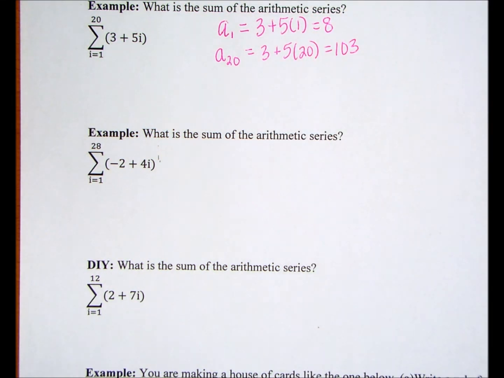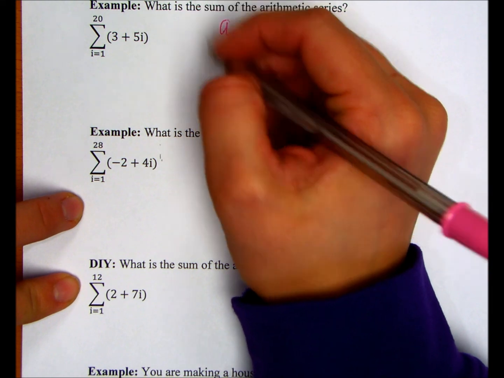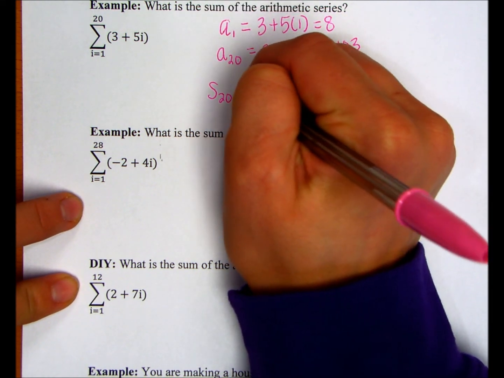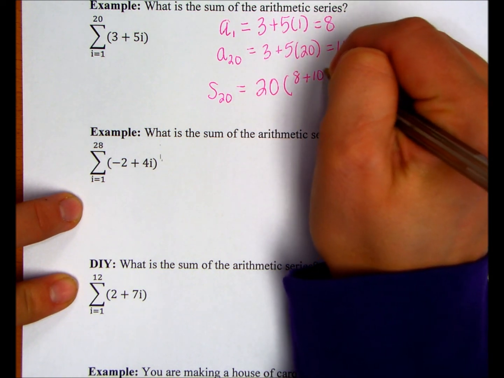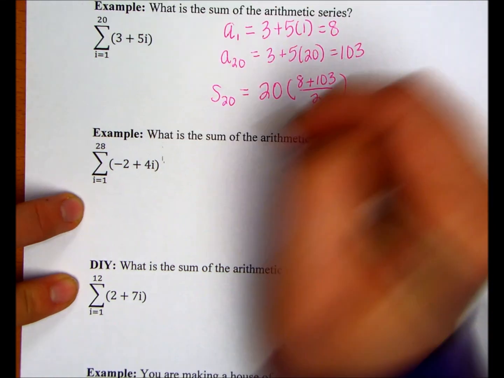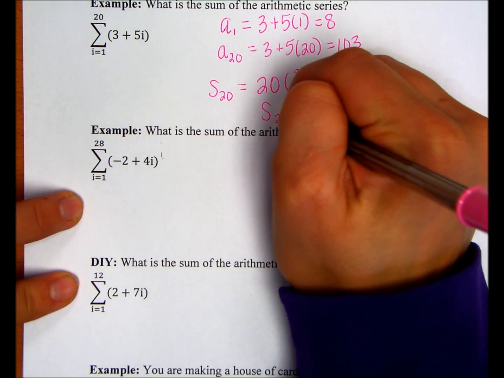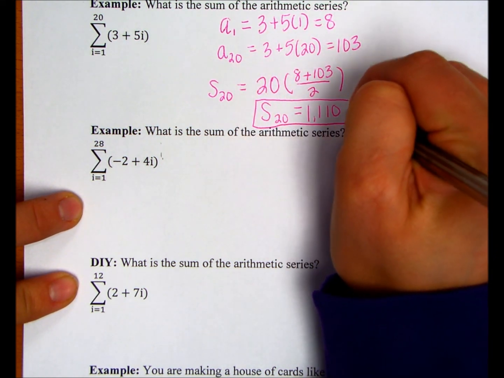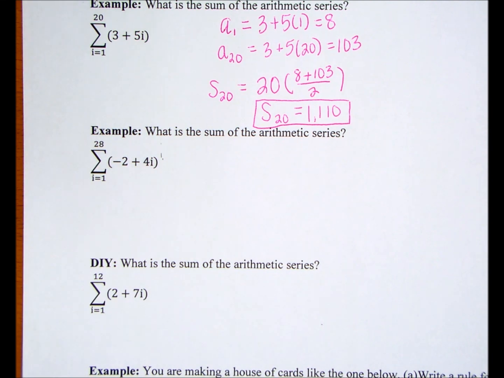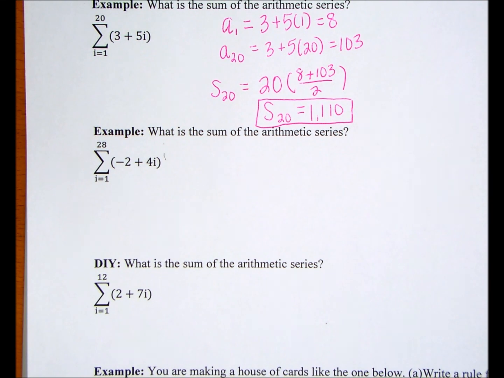So now I can use that first rule we talked about, because I'm able to find the first and the last term. So here, S sub 20 is going to be equal to 20 multiplied by 8 plus 103, divided by 2. So when you do that all out, you will get that S sub 20 equals 1,110. So if I were to add all of the 20 terms in this sequence, I would get 1,110.